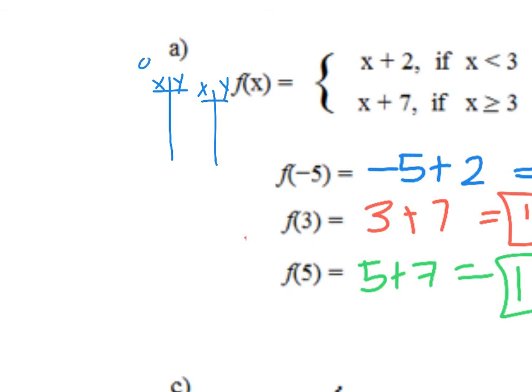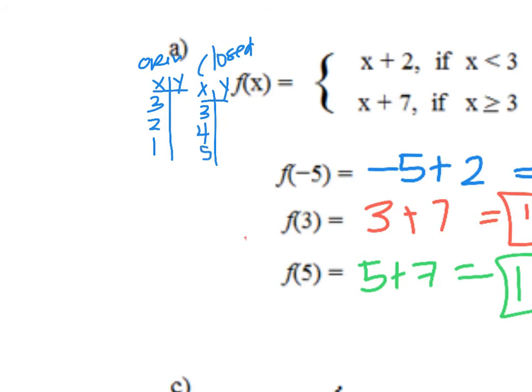My first table is open. My second table is closed. And I would start at 3 for both of them. But for the first one, the numbers that are less than 3, so 2, 1. And for the other one, it would be numbers that are bigger than 3, so 3, 4, and 5.